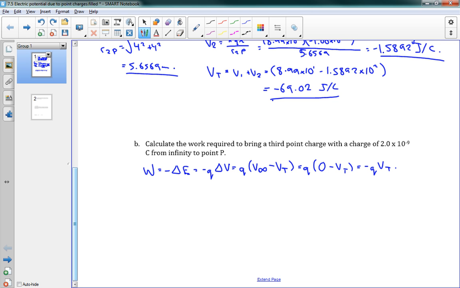So we can give this a try here. We get the work is equal to negative, and then we have Q was 2.0 times 10 to the negative 9, and our V total was from above, 69.02. This gives us a total work of 1.4 times 10 to the negative 7 joules. That's how much energy, how much work it takes to bring that particle in. And there we go. That's how we do those sorts of problems.